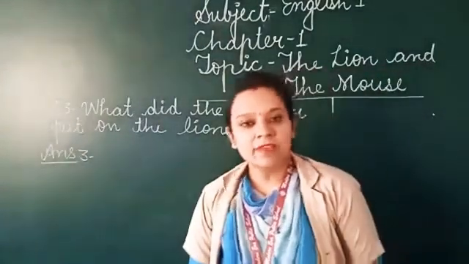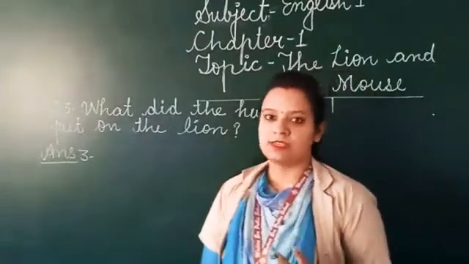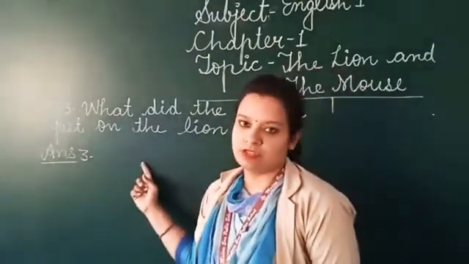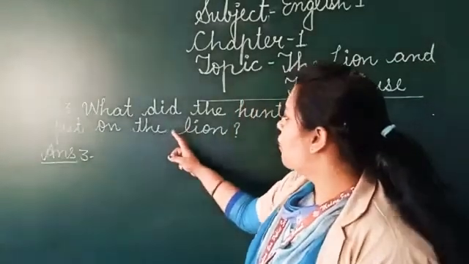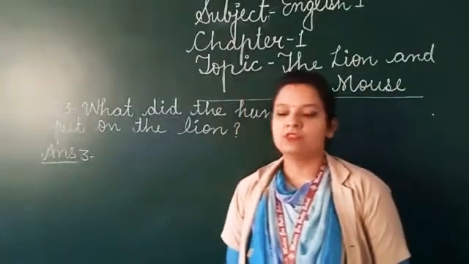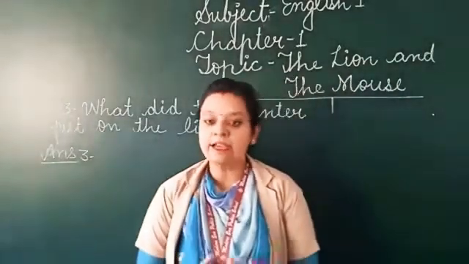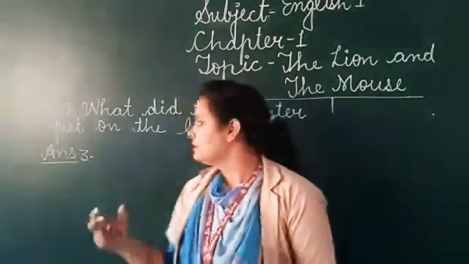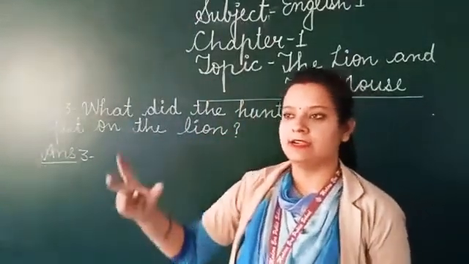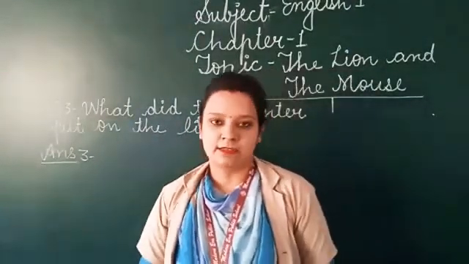Students, as we have completed our 2 question and answers, here we are going to start our third question, and the question is, what did the hunter put on the lion? In this question you will answer what did the hunter put on the lion, means hunter ने lion के ऊपर क्या डाला.